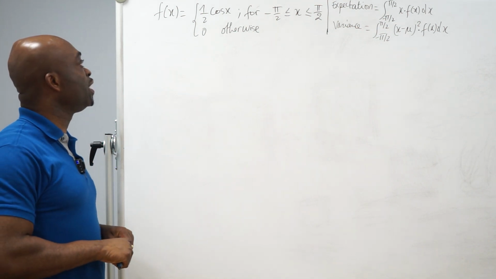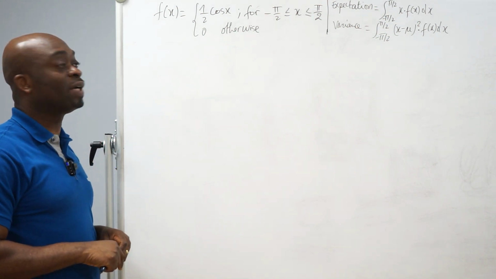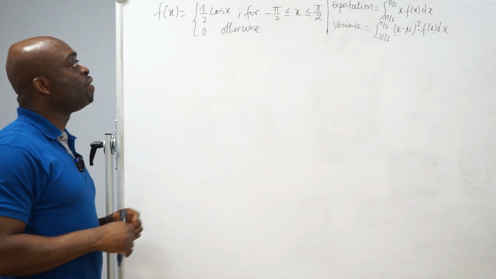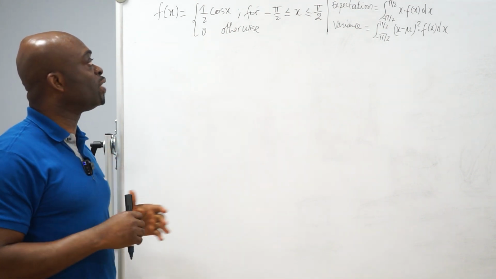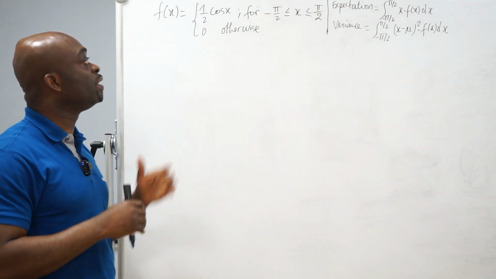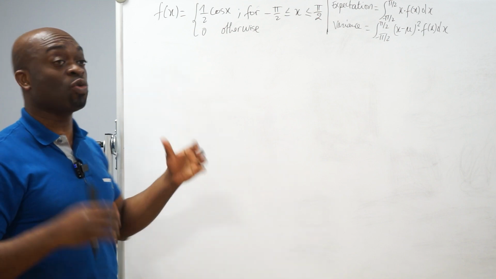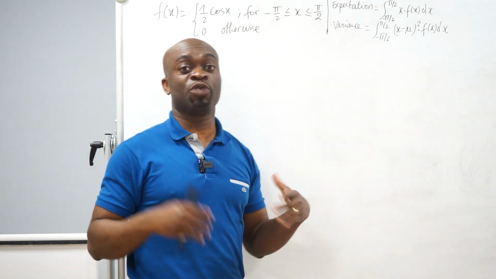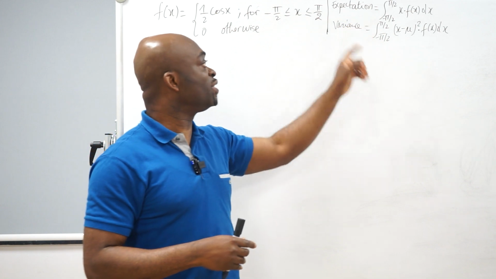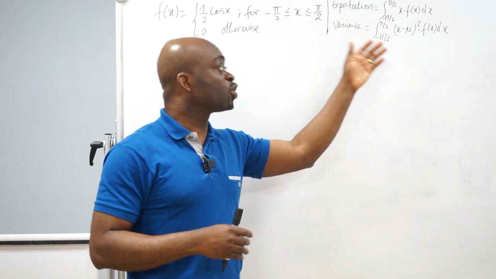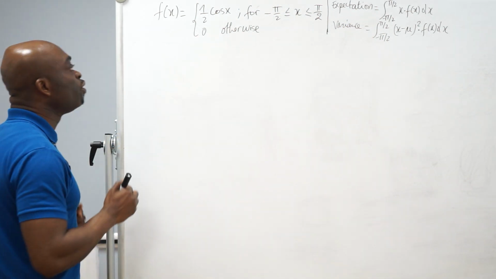The density function here is f of x equals half cosine x for the range between negative pi over 2 and pi over 2, and 0 otherwise. So we want to find the expectation, which is the same thing as the mean, whose formula is there, and then the variance, also with a formula which is there. So let's go right at it.